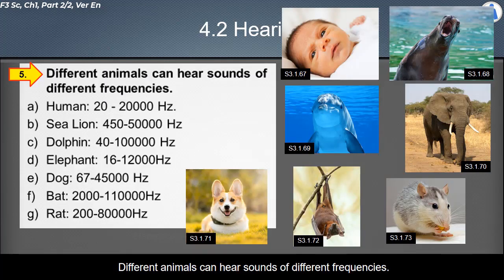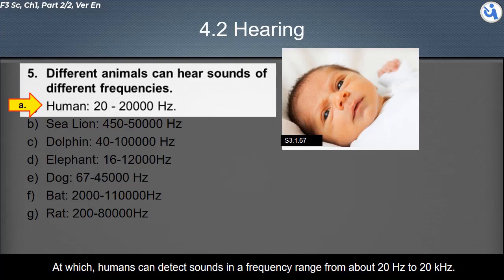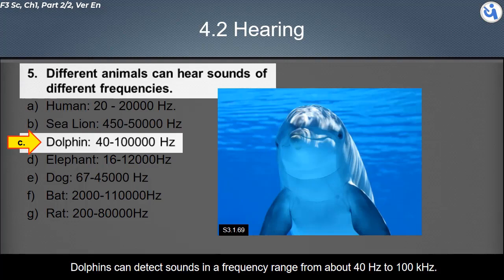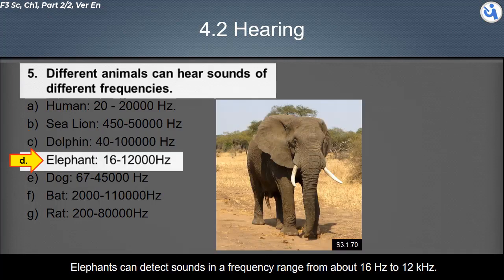Different animals can hear sounds of different frequencies. Humans can detect sounds in a frequency range from about 20 Hz to 20,000 Hz. Sea lions can detect sounds in a frequency range from about 450 Hz to 50,000 Hz. Dolphins can detect sounds in a frequency range from about 40 Hz to 100,000 Hz. Elephants can detect sounds in a frequency range from about 16 Hz to 12,000 Hz.